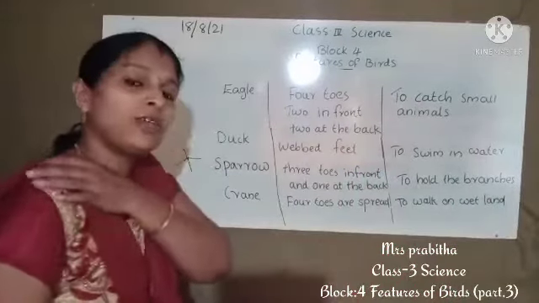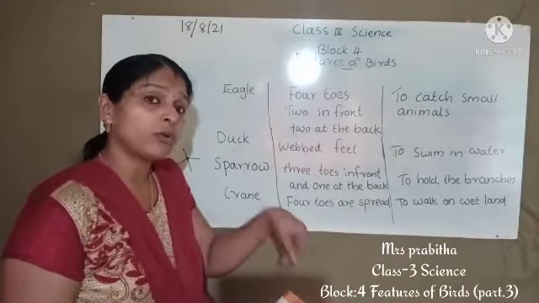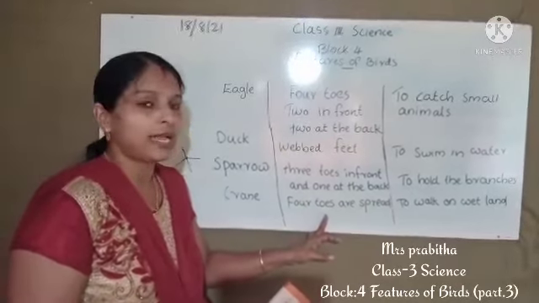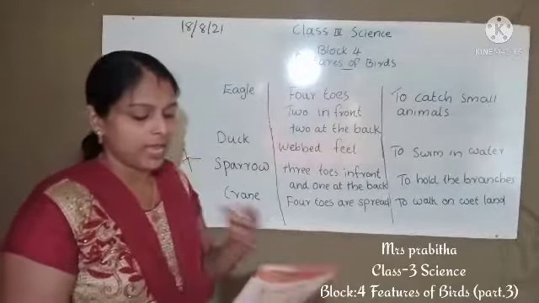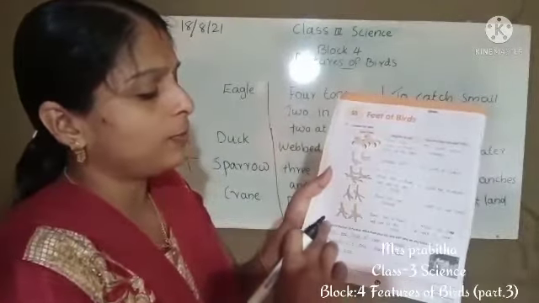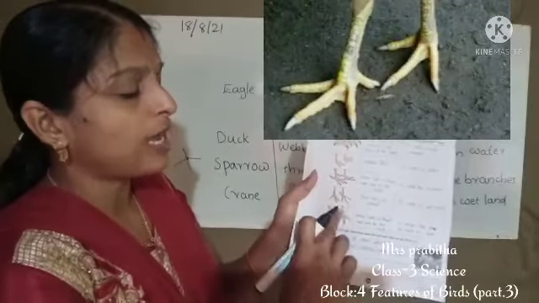So how is the feet of crane? Crane has 4 toes. That 4 toes are spread, and it helps them to walk on wet land. Okay. The next one. Next picture you can see. In this picture also we can find that 3 toes are in front and 1 at the back.